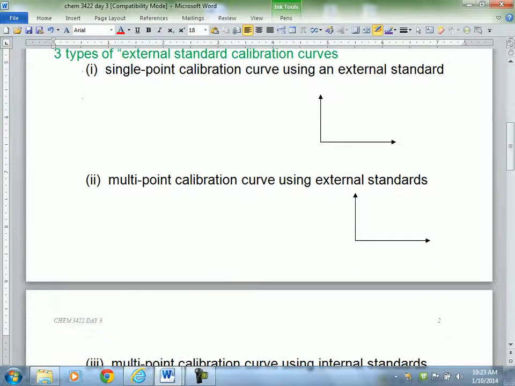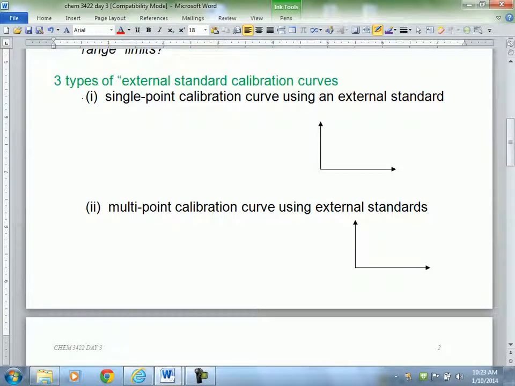Three types of external standard calibration curves. Okay, you're actually going to do this in one of the labs. I forget which one. You're going to do each one of these. Let's see which one's the best. Single point calibration curve. So again, on all these calibration curves, on every single axis, you can write signal and concentration. They all have to look like that, no matter what the technique is, right?